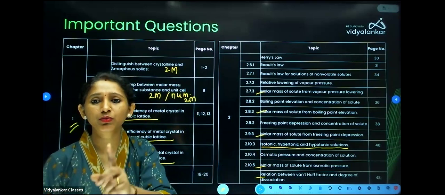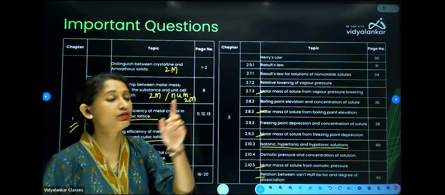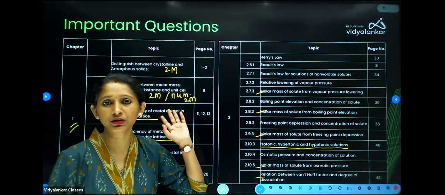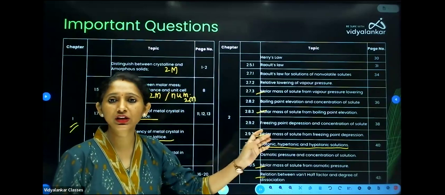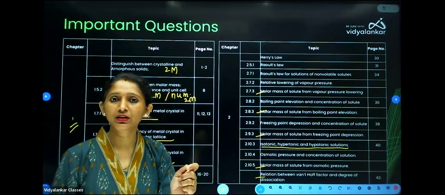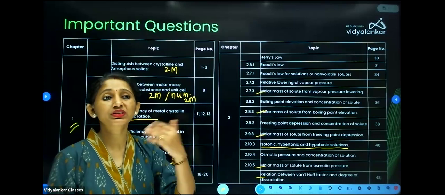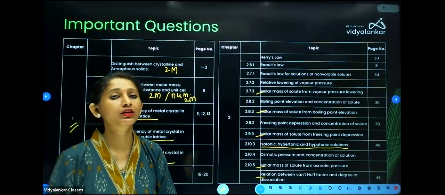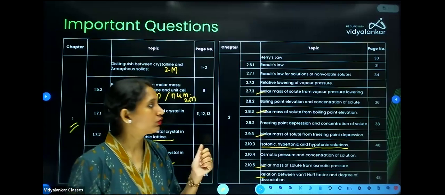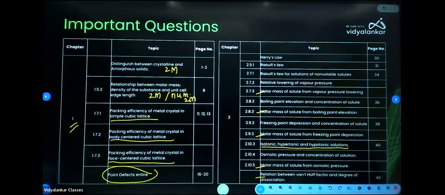As I said, there is a possibility that one of the derivations may come from this chapter. So do all the derivations and go with writing practice, then only you will be able to understand how to solve that derivation and which steps are important while writing it. Got it? Okay, let us go with the next slide.